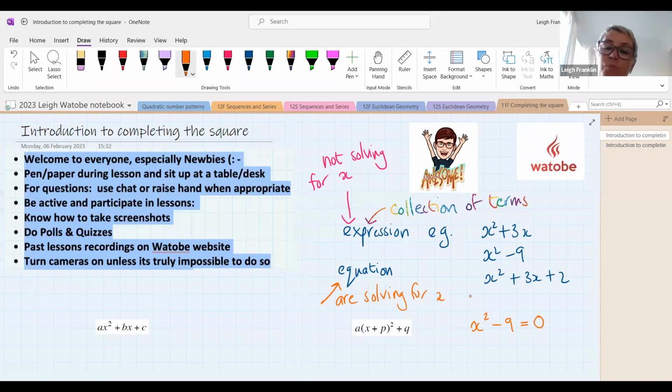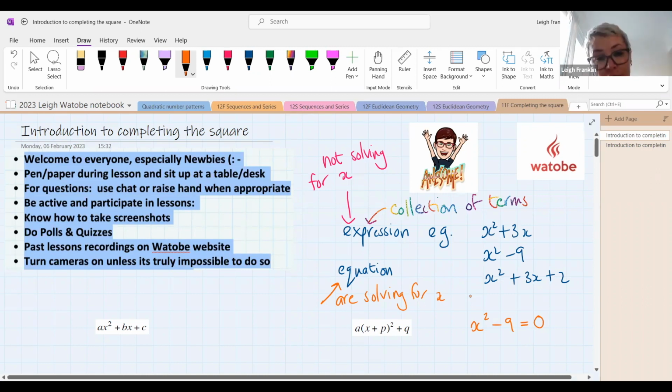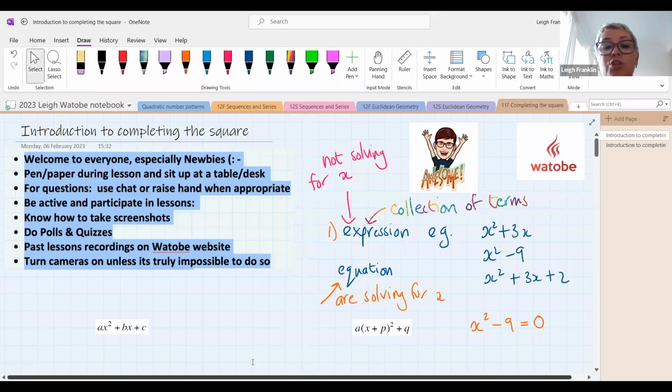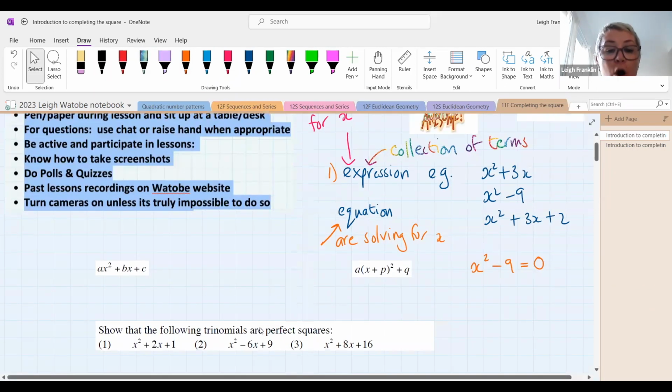So later on in this week, on Wednesday, Mr. S is going to show you how to use this technique of completing the square to solve equations. What I'm doing today is focusing on the first bit, which is using completing the square when we're working with algebraic expressions. So we're not trying to solve for x. What we are doing is changing the form of our algebraic expression.